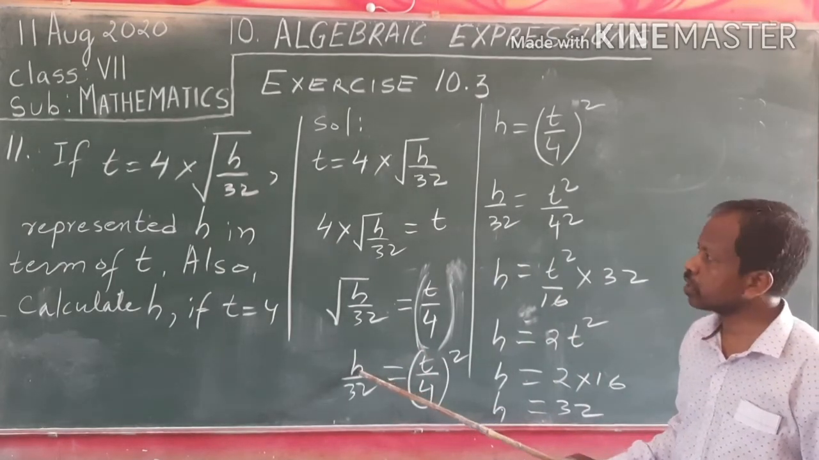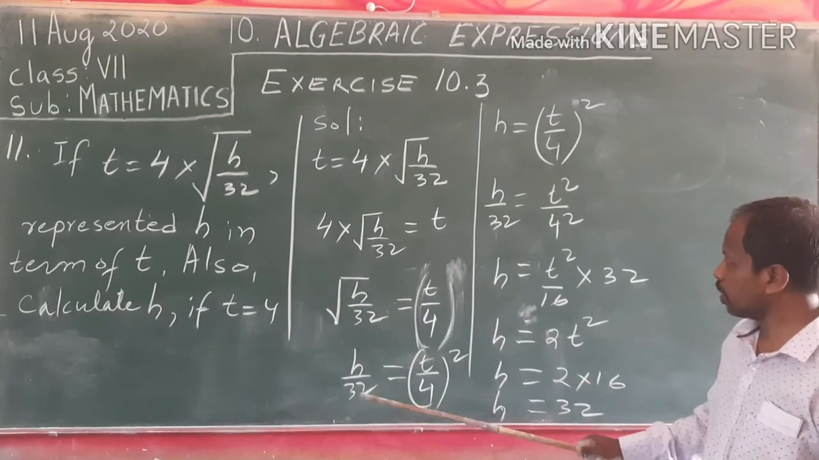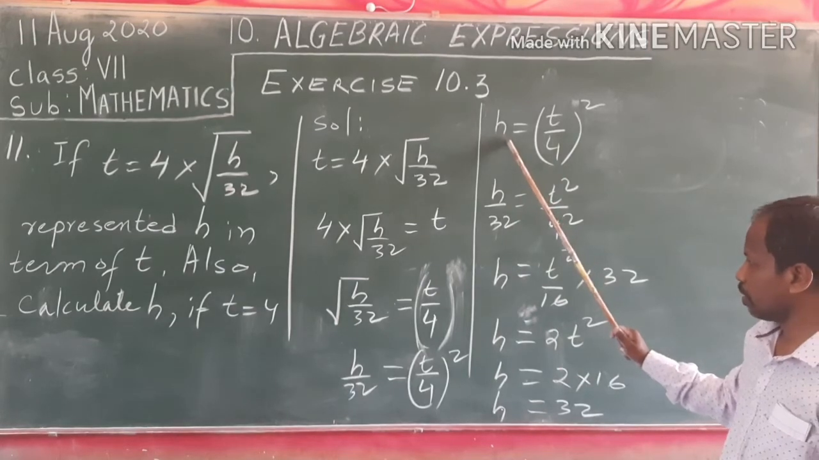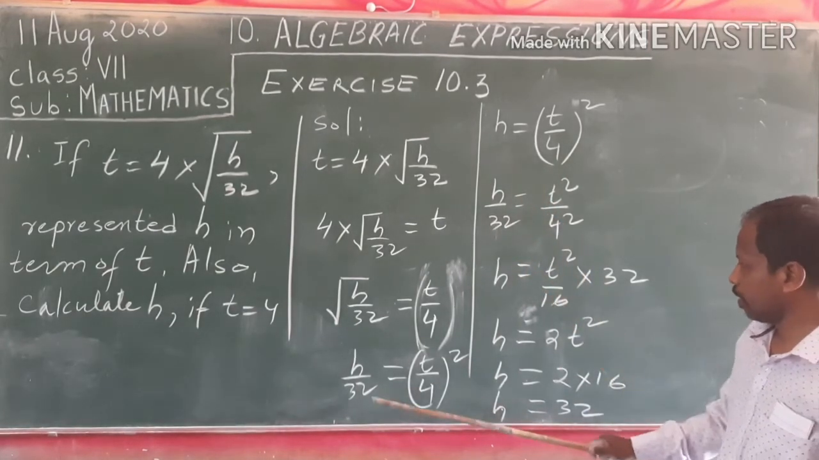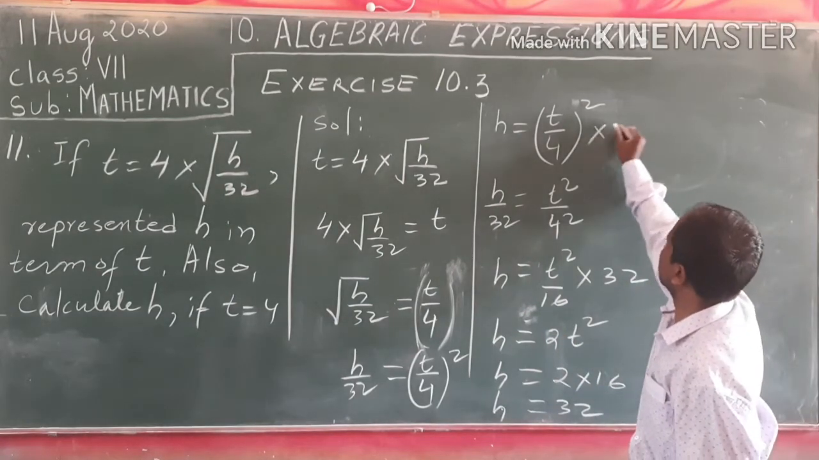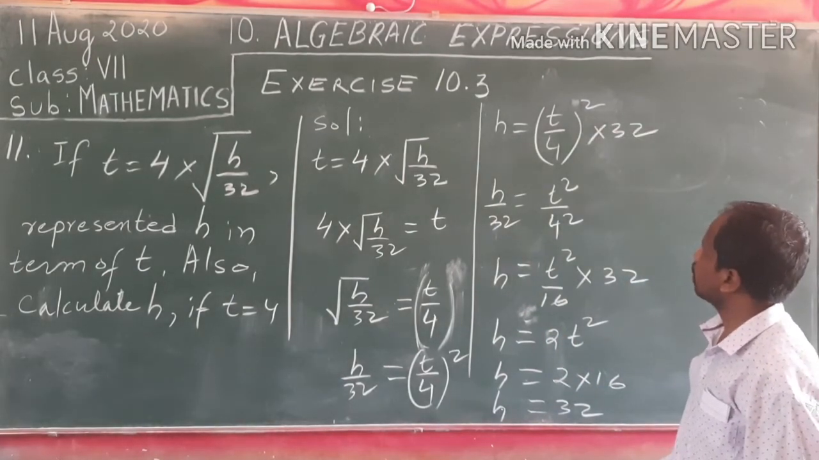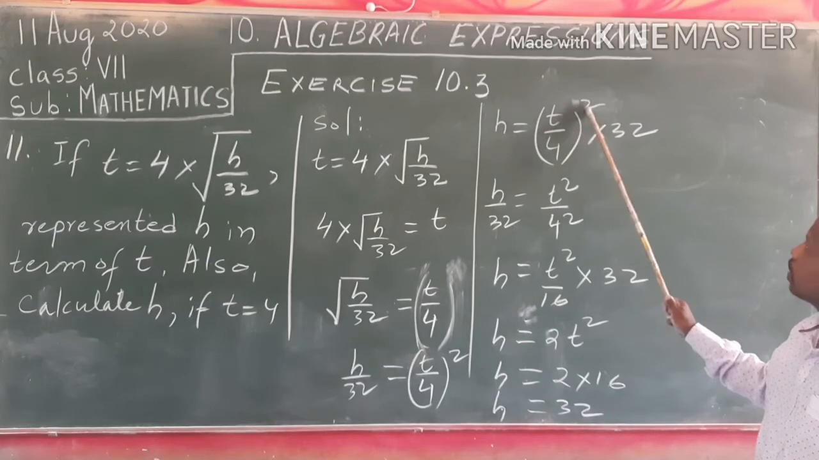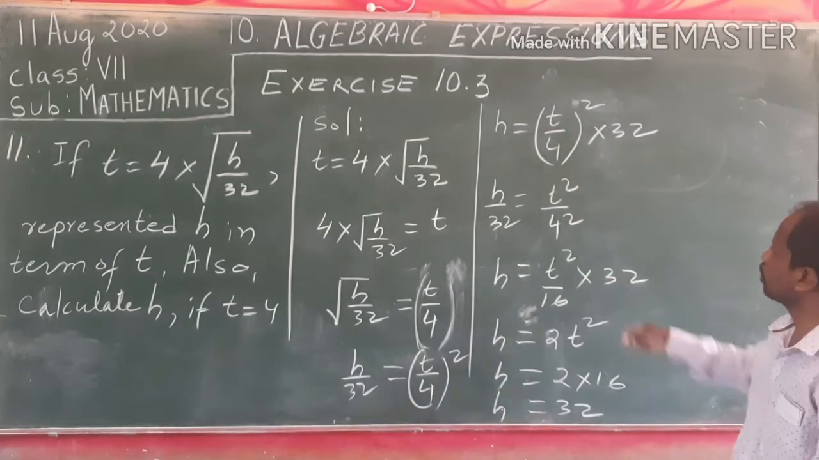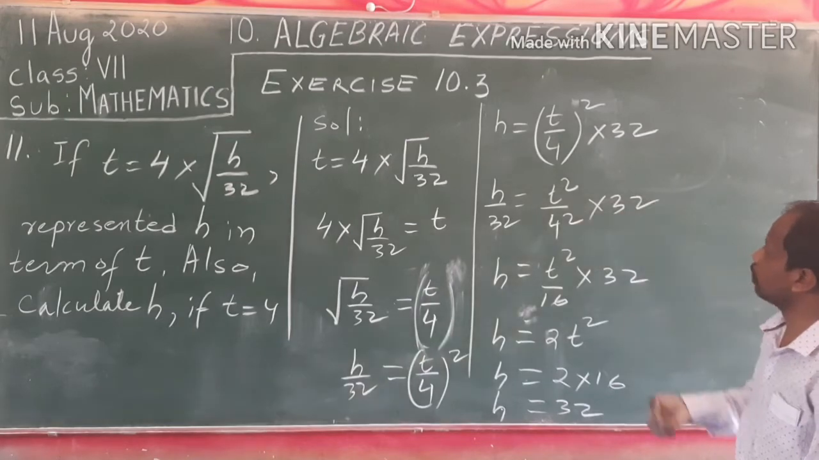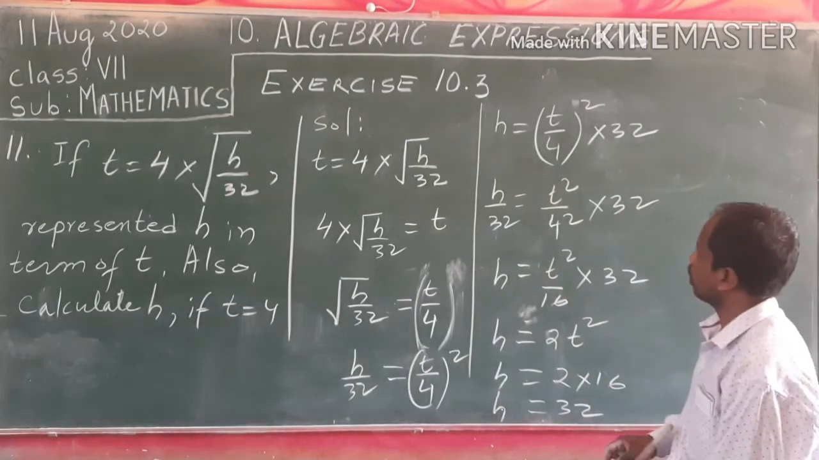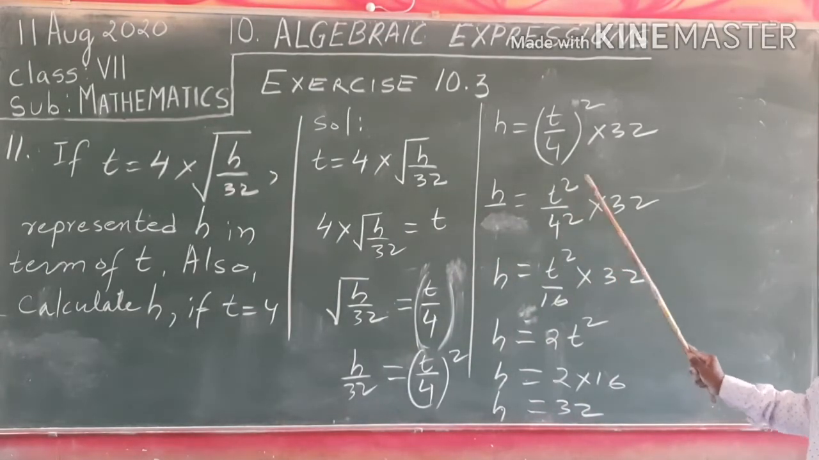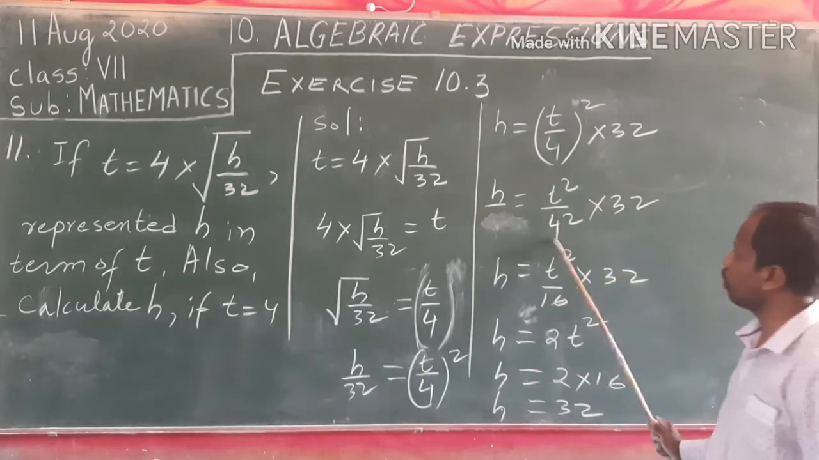Leave h alone because h we need as the subject here. So when 32 goes on the other side, okay? Can you see here? So it becomes what? 32 here. Now this t square, when you square for t, also for 4 also. So t square as well as 4 square.